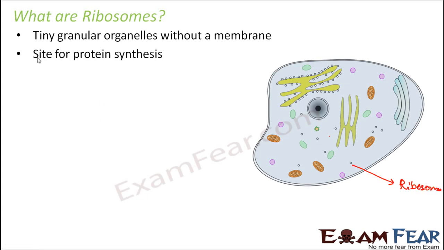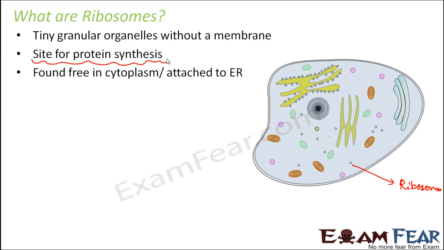They are the site for protein synthesis, and that is what makes them so special, because every other cell organelle also needs proteins. But not all of them can make their own proteins, except plastids and mitochondria. Others do not have ribosomes. So ribosomes synthesize protein, and then those proteins are utilized by the rest of the cell. They are found freely in the cytoplasm, and also attached to the endoplasmic reticulum, that is the rough endoplasmic reticulum. We spoke about it, right?